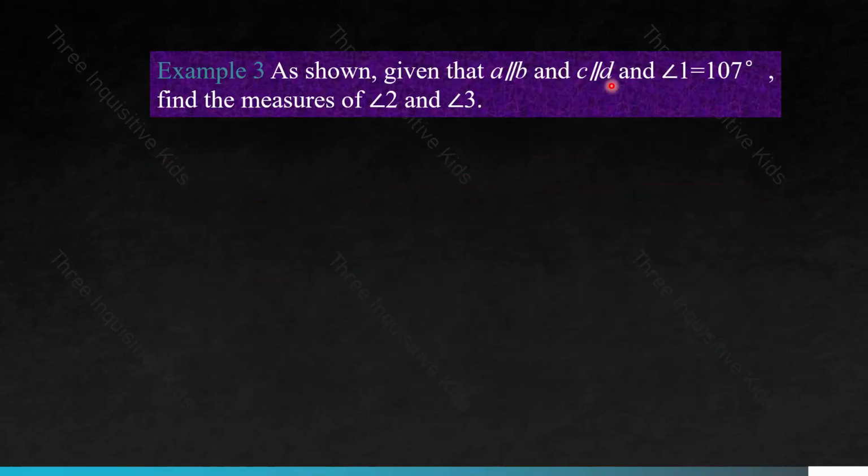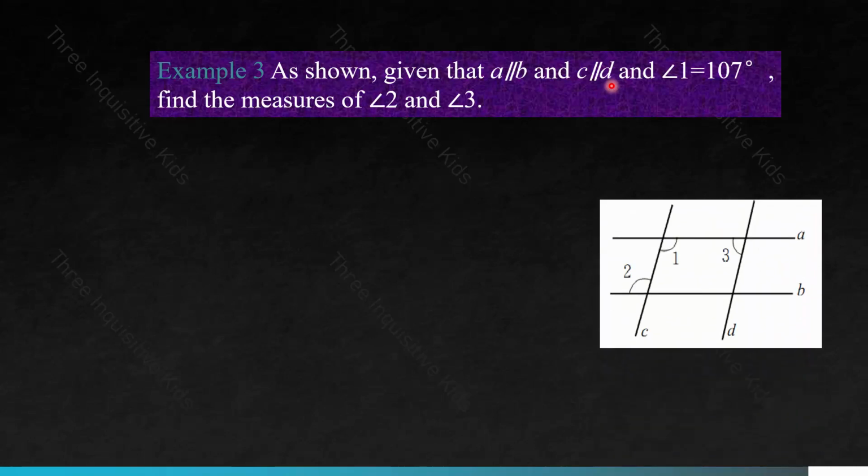Example 3. As shown, given that A is parallel to B and C is parallel to D, and angle 1 is equal to 107 degrees, find the measures of angles 2 and 3. Again, I want you to pause the video and solve this on your own first.